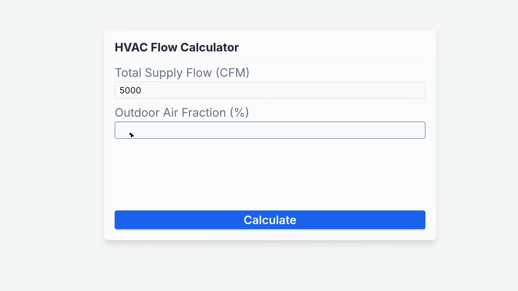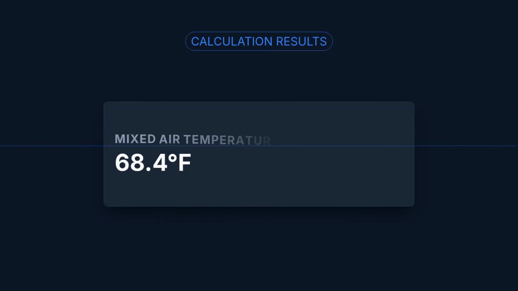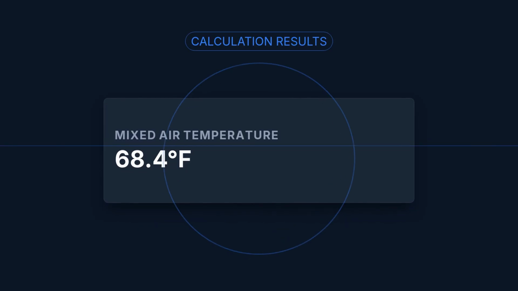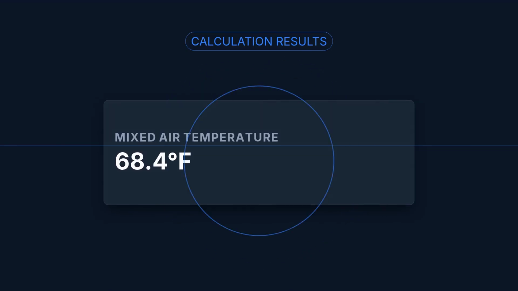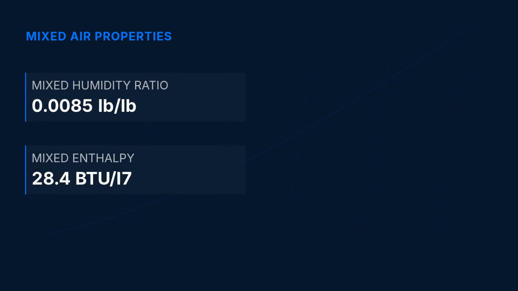Let's walk through an example. After entering your outdoor and return air conditions along with the flow rates, click Calculate. The calculator will display your mixed air temperature, showing the resulting temperature after the 2 air streams combine. It also provides the mixed humidity ratio and mixed enthalpy, giving you complete psychrometric properties of the mixed air stream.